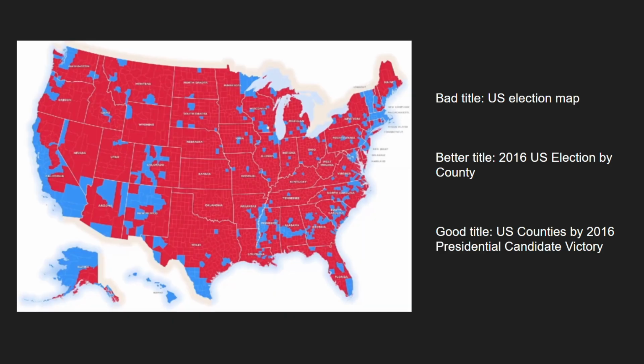For example, for this election map of the US, a bad title is just US election map, and it doesn't really tell us anything about what year the election is or what type of subdivision is being shown on the map. We can fix this with the title 2016 election map by county, which is a good title, but we can improve it by trying to explain what the map is trying to show, which is the counties by presidential candidate victory, giving us the title US Counties by 2016 Presidential Candidate Victory, which is the preferred title here.